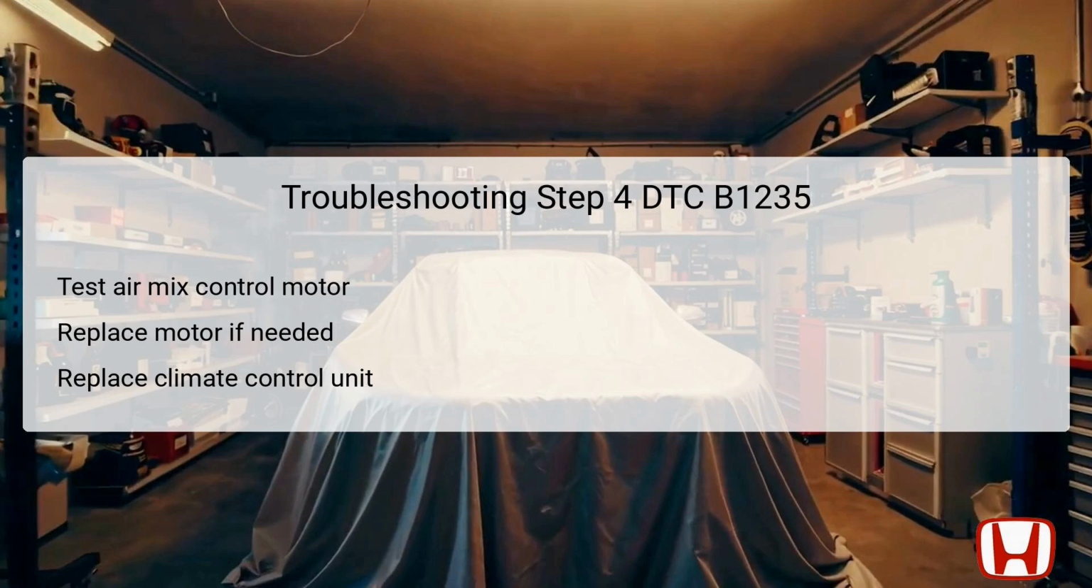If testing reveals that the motor is functioning as intended, the next logical step is to replace the entire climate control unit. If, however, the motor is found to be defective, you will have to either replace the air mix control motor or potentially repair the linkage or door controlling it. This conclusion is critical, as failing to identify the faulty component may lead to repeated issues. Proper testing and replacement will ensure the HVAC system returns to its optimal operating condition.